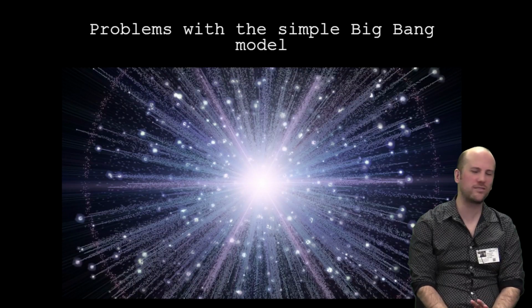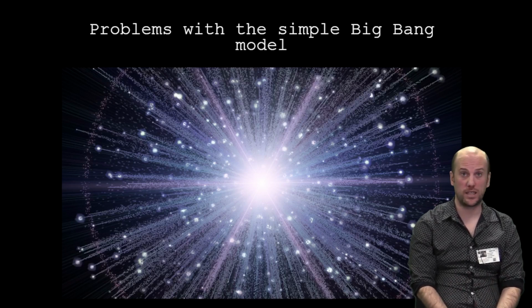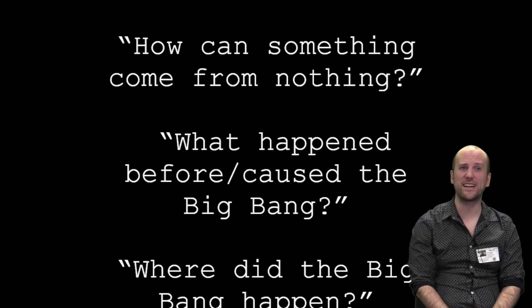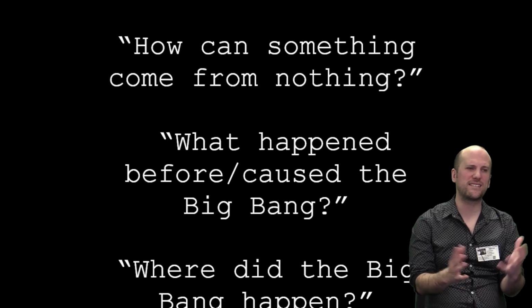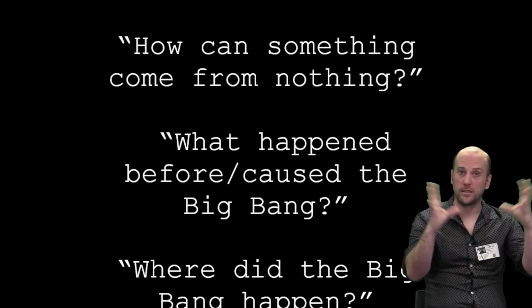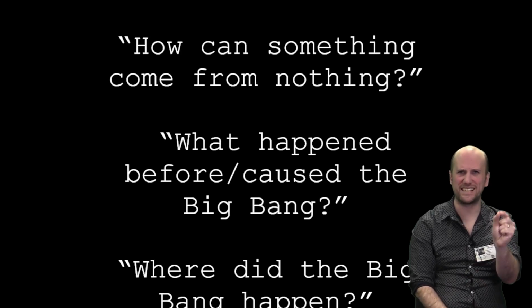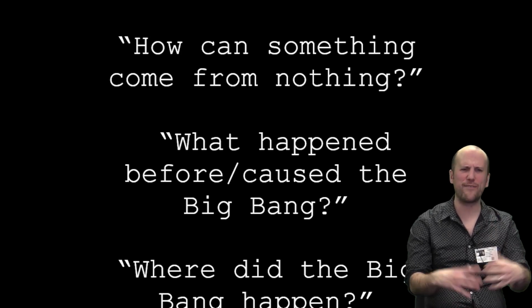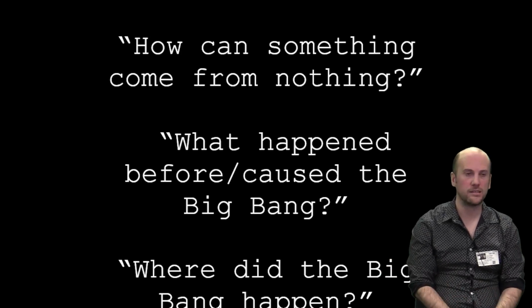But it's not a perfect theory, the Big Bang. I'm not saying it's the wrong theory, but there are issues with it. These are questions I get asked all the time about the Big Bang. If you can accept that there was this tiny point that exploded outwards, well, how can something come from nothing? The singularity had zero size. So how did everything in the universe come from something that was literally nothing?